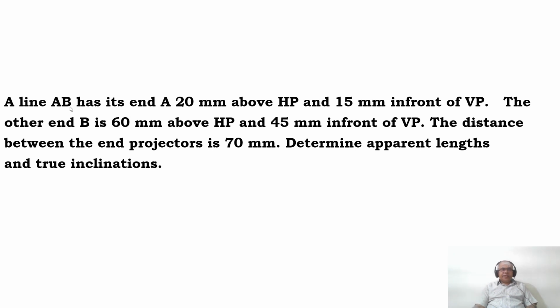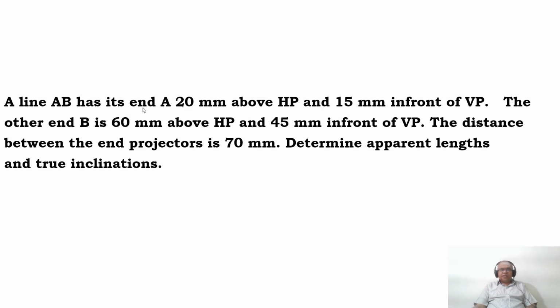A line AB has its end A 20 mm above HP and 15 mm in front of VP. The other end B is 60 mm above HP and 45 mm in front of VP. The distance between the end projectors is 70 mm. Determine apparent lengths and true inclinations. So this is the problem.